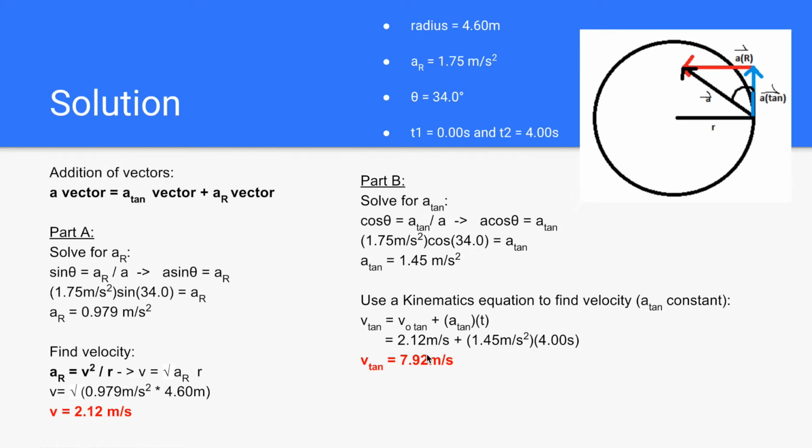Finally, we plug a_tan into the second kinematics equation to find velocity. So v is equal to initial velocity plus a_tan times t. 2.12 meters per second plus 1.45 meters per second squared times 4 seconds will equal 7.92 meters per second.